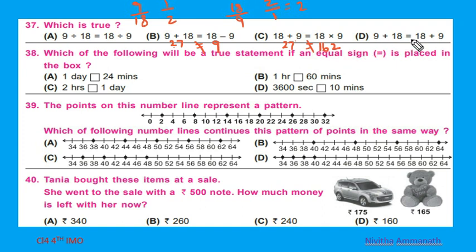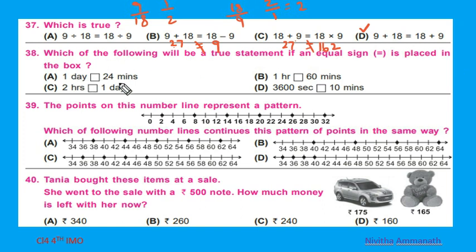9 plus 18 equal to 18 plus 9. Addition, there is the same. So this is the correct option. Only in addition and multiplication this rule is true. Which of the following will be a true statement if an equal sign is placed in the box?